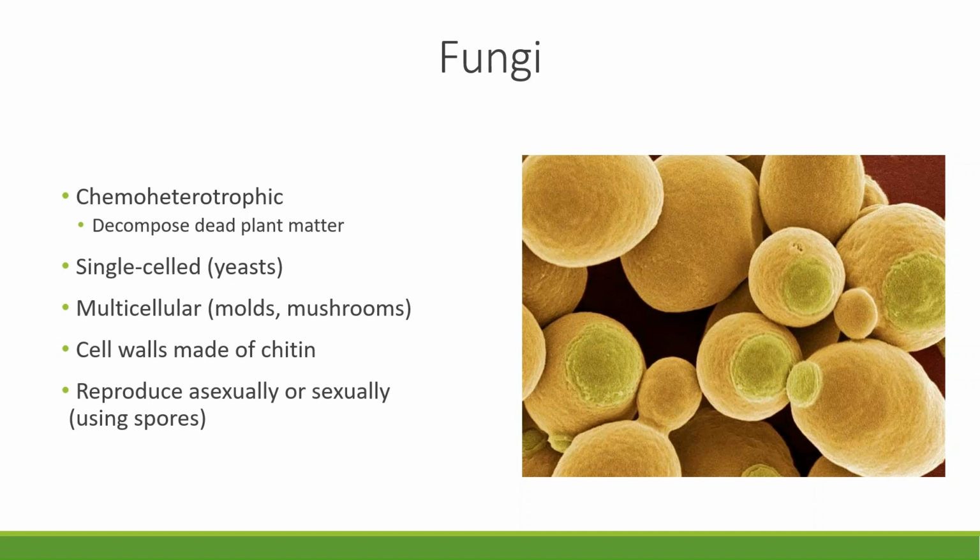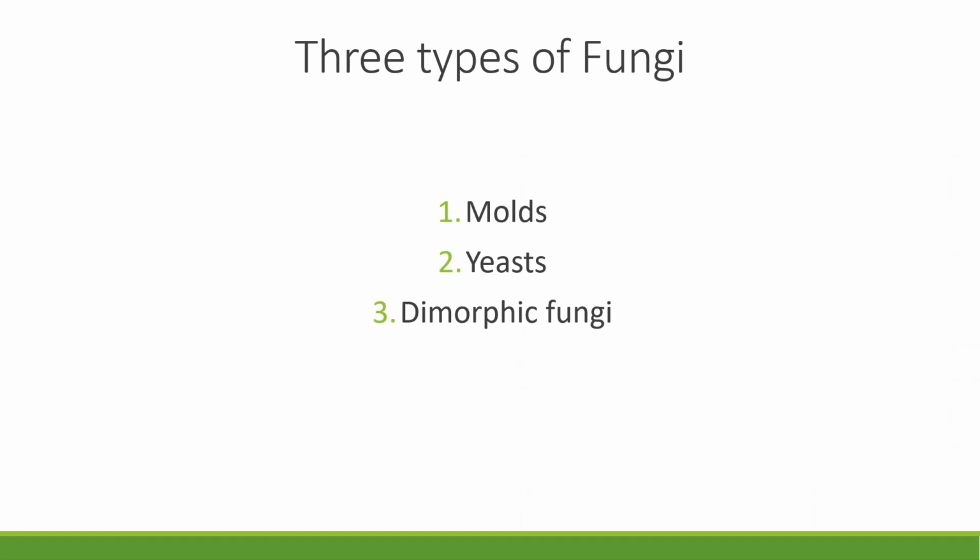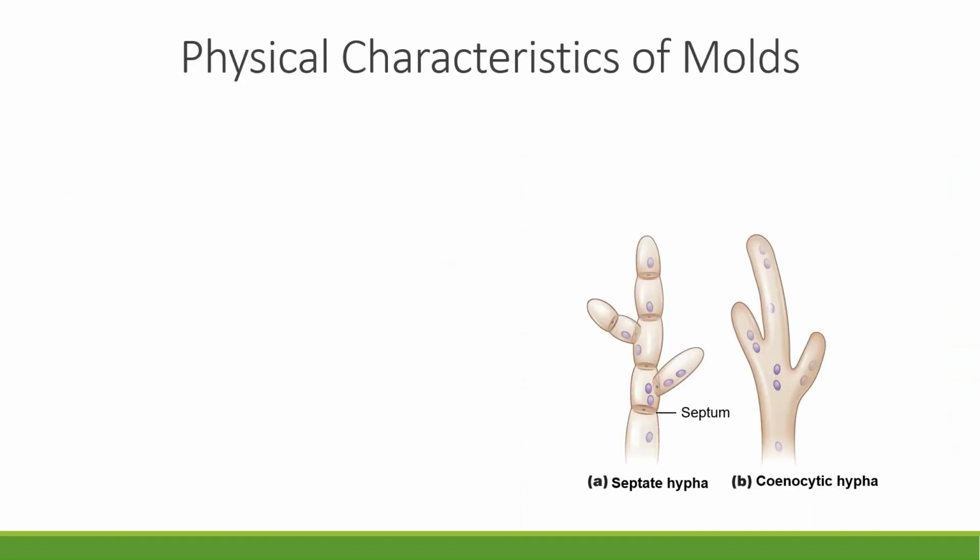Their method of reproduction can be considered more complicated than bacteria. They can reproduce asexually through budding that we've spoken of, and they can also do sexual reproduction using spores. So we have our three types of fungi, the molds, the yeasts, and a third category that's a little bit of column A, a little bit of column B, the dimorphic fungi. Let's go over the physical characteristics of molds first.